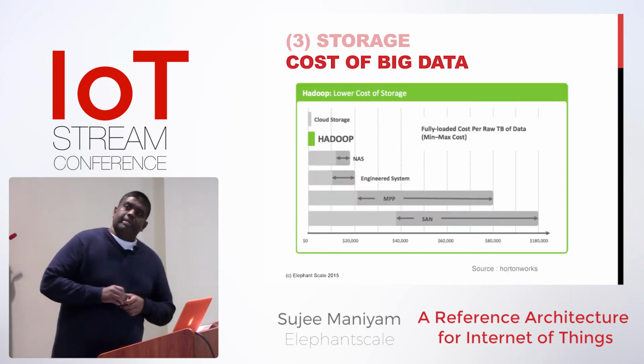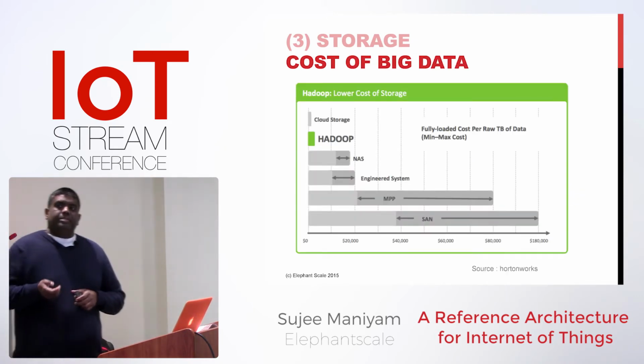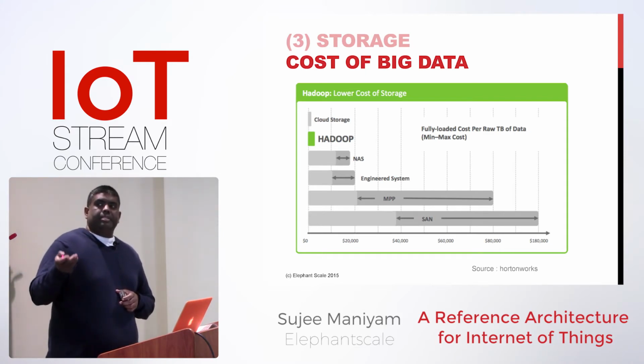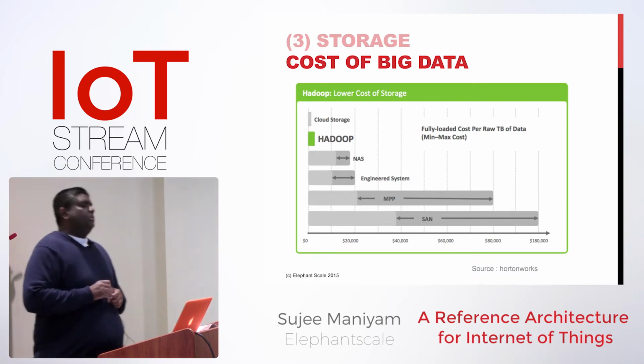And as for cost of storage, you can see, right? I took this from Hortonworks. You can see this is the cost per terabyte of storage. Your traditional SAN, NAS drives are pretty pricey, right? This is around 40,000 onwards. Hadoop, you can see, is around 1,000 to 2,000 a terabyte.